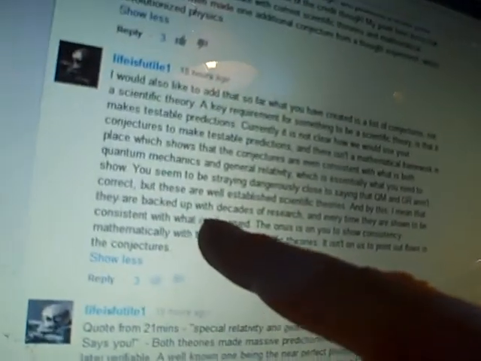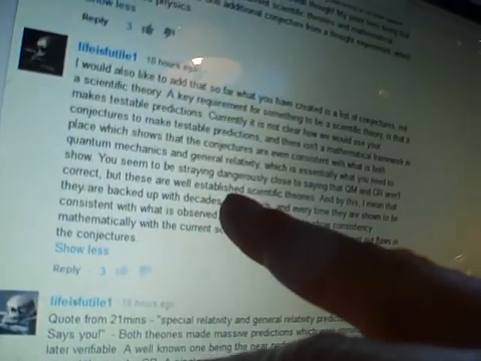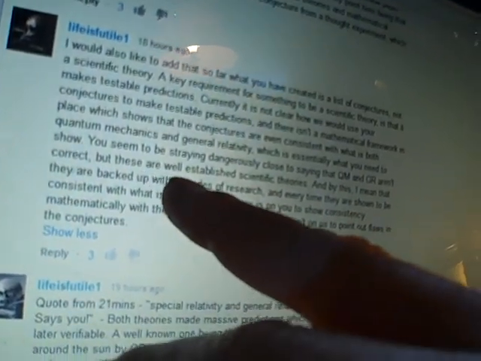There's some other analogy for it, but I'm just saying it's a misidentification of the cause, not an argument about effects. And by this I mean that they are backed up with decades. Well, here we go. Aren't correct, but these are well-established scientific theories. Well, again, well-established by what notions?